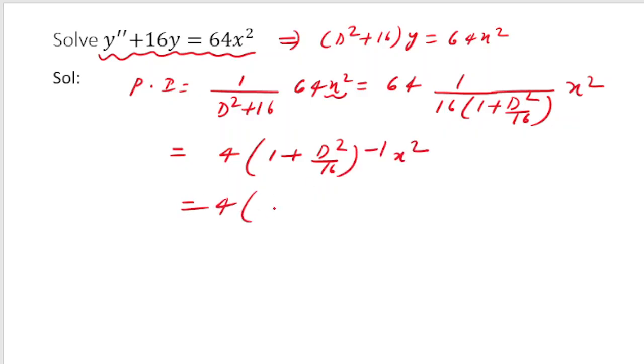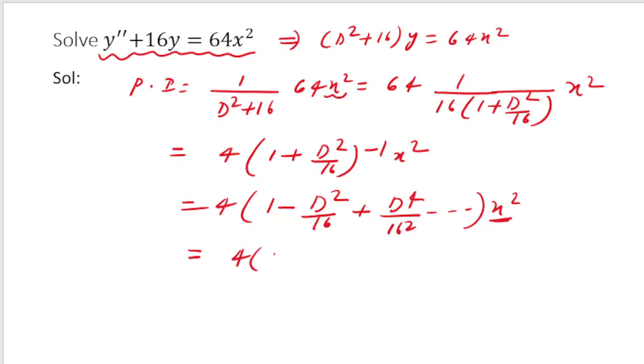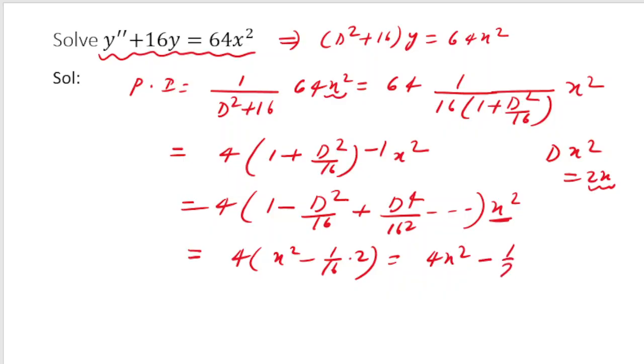So I write 4 and then 1 minus d square by 16, and then plus d to the power 4 by 16 square. There is no need to actually write those terms because we have x square, so we need the terms only up to d square, because after d square it will all become 0. So I am writing 4 times 1 into x square is x square minus 1 by 16, and d square of x square. If you differentiate x square, you will get 2x. If you differentiate again, you will differentiate 2x, so you will get 2. If you multiply it, you will get 4x square, and 2 by 16 means 1 by 8 minus 4, so that is equal to 1 by 2, right? So this is your PI.